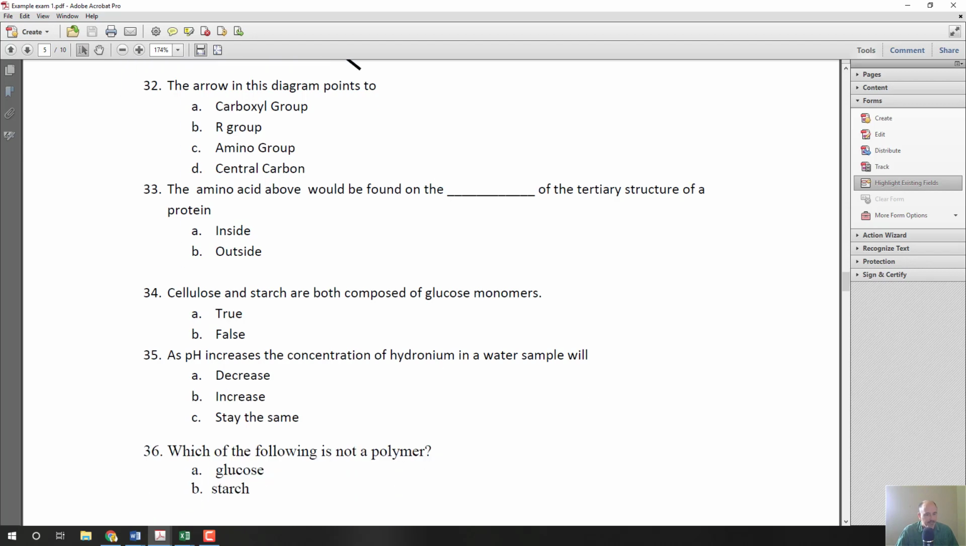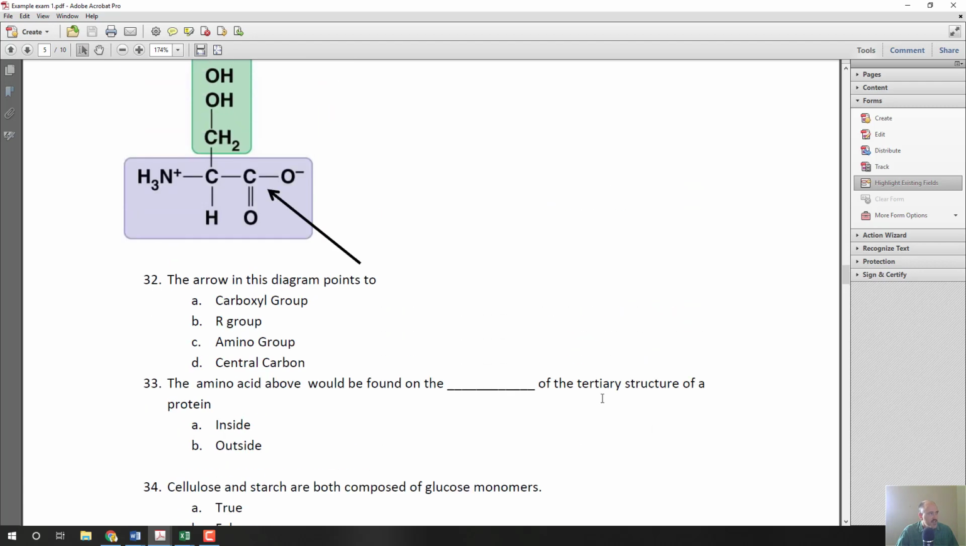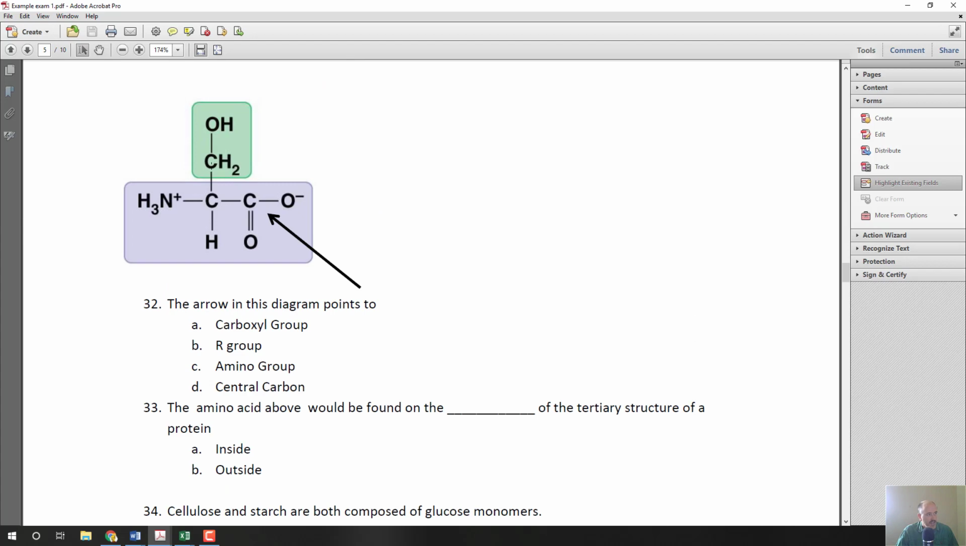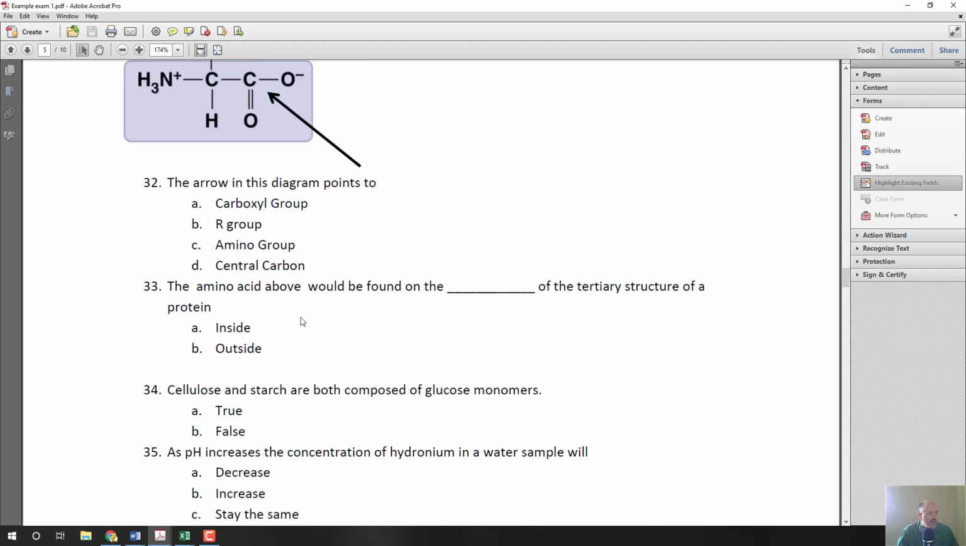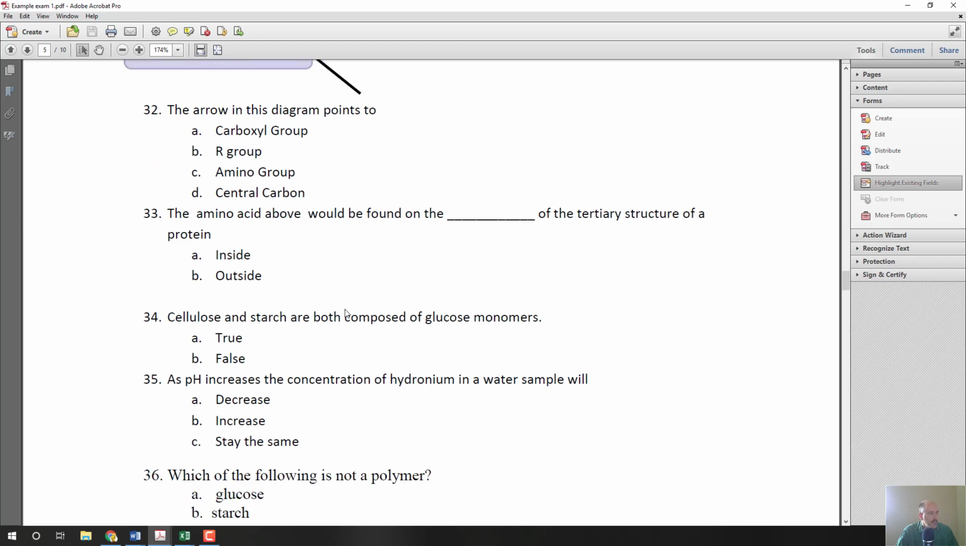Number 33. The amino acid above would be found on the what? The inside or outside of a tertiary structure? Well, let's look at it. There's CH2, that's nonpolar, but there's an OH, that makes it polar. So it would be found on the outside, B.